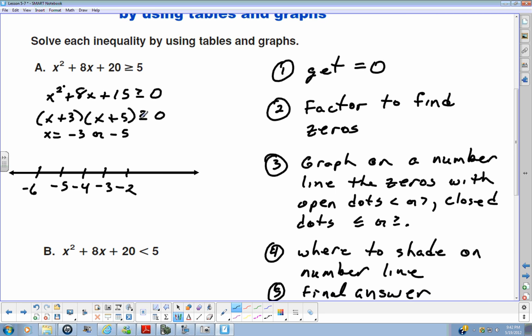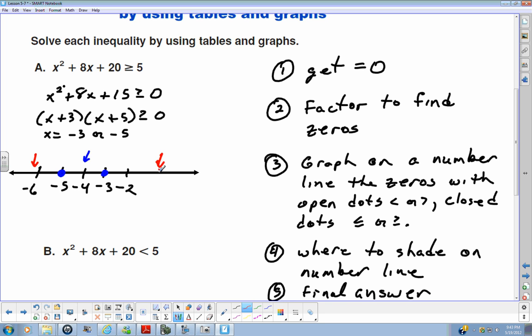Now since it says greater than or equal to 0, I'm going to use a different color here. We'll use the blue. We're going to put closed dots on -5 and -3 because of the greater than or equal to. Now we need to determine where we're going to shade on this number line. So we need to know, is my shading going to be in here between, or out here and out here? So it's either between or it's on the outside.